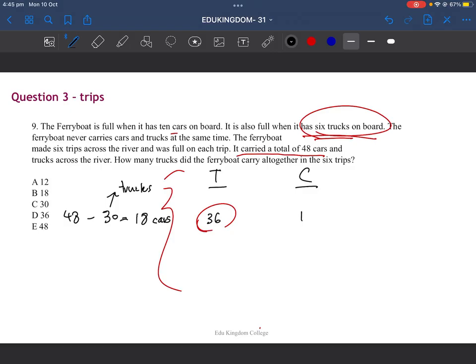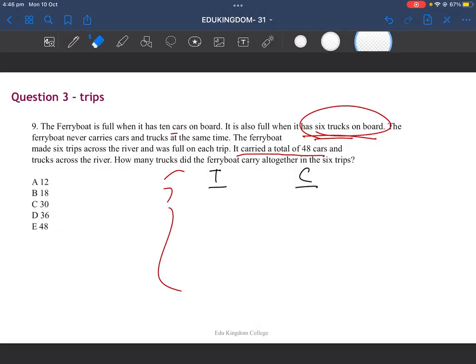18 cars. Again, if I divide by 10, this cannot be some whole number. And if it was 30 trucks and I divide it by 6, this is 5 trips, okay? So together they do not equal 6, so therefore I must choose another option. What option might that be?